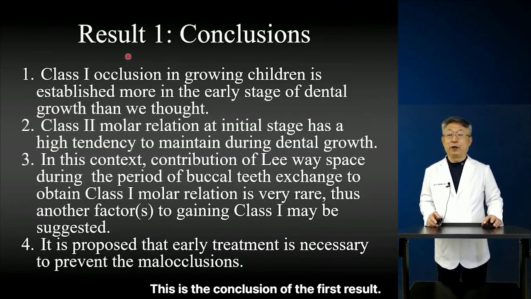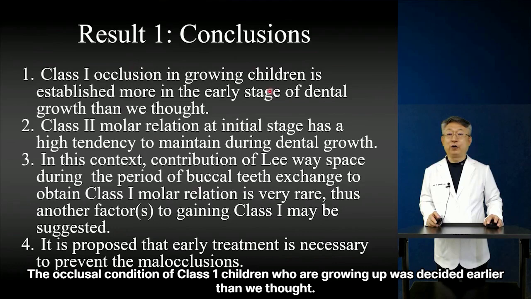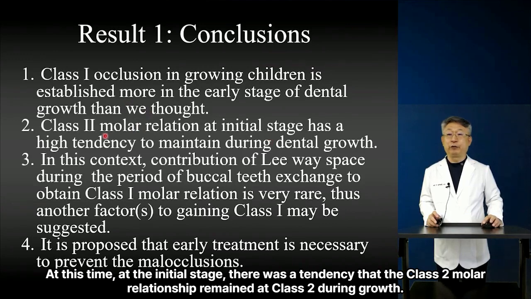This is the conclusion of the first result. The occlusal condition of class 1 children who are growing up was decided earlier than we thought. At this time, at the initial stage, there was a tendency that the class 2 molar relationship remained at class 2 during growth.